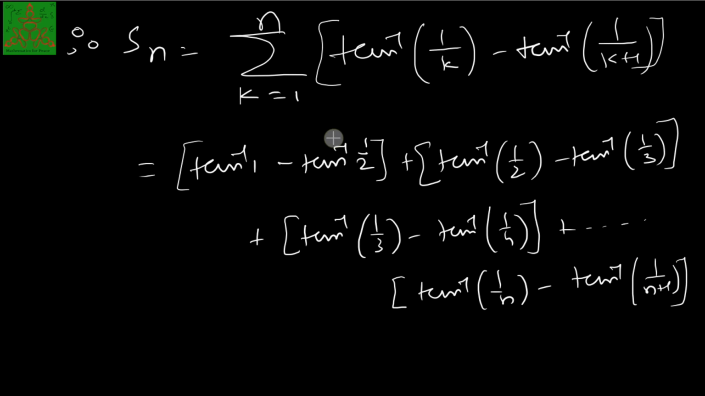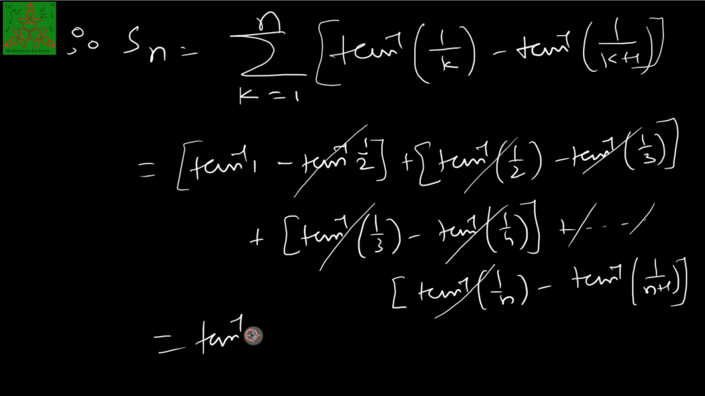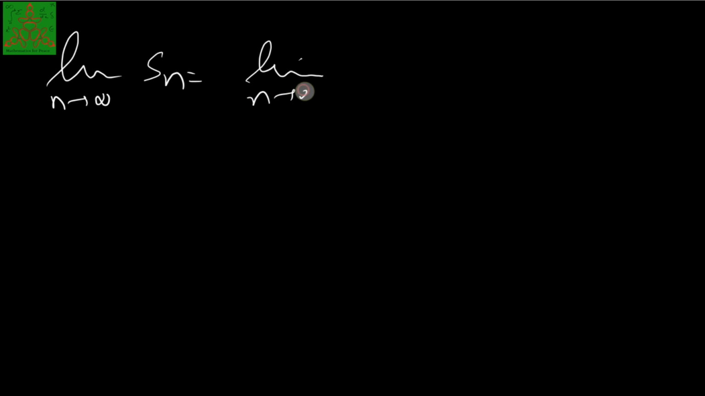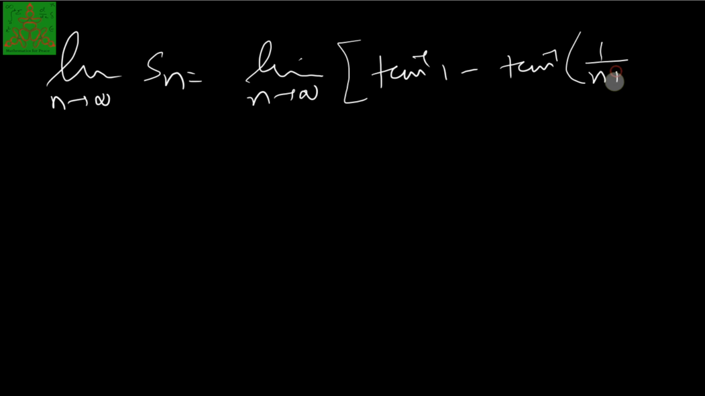Now observe this: tan inverse of 1 by 2 gets cancelled out, tan inverse of 1 by 3 gets cancelled, 1 by 4 is cancelled with the next term, and tan inverse of 1 by n is cancelled with its previous term. So only two terms are left: tan inverse of 1 minus tan inverse of 1 upon n plus 1. If I take the limit as n tends to infinity, the limit of Sn becomes tan inverse of 1, which is pi by 4, minus tan inverse of 0.